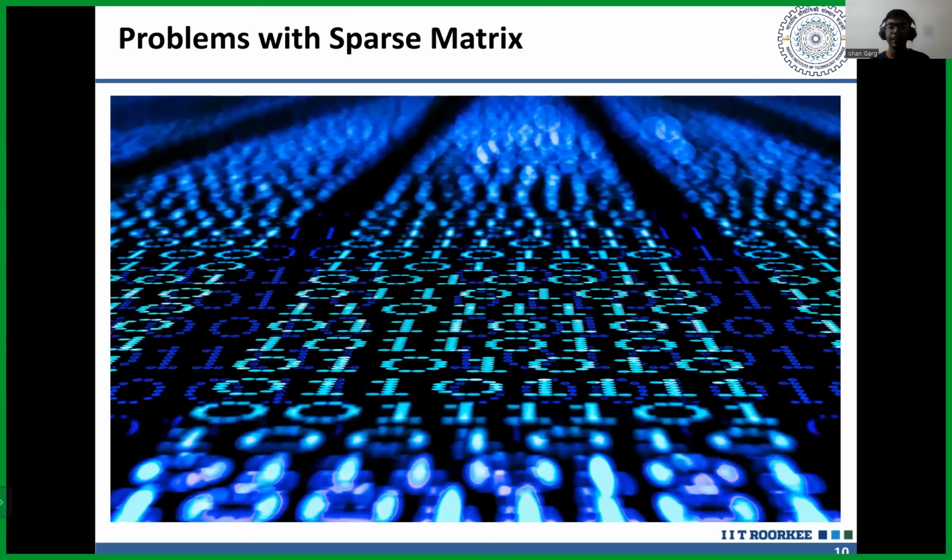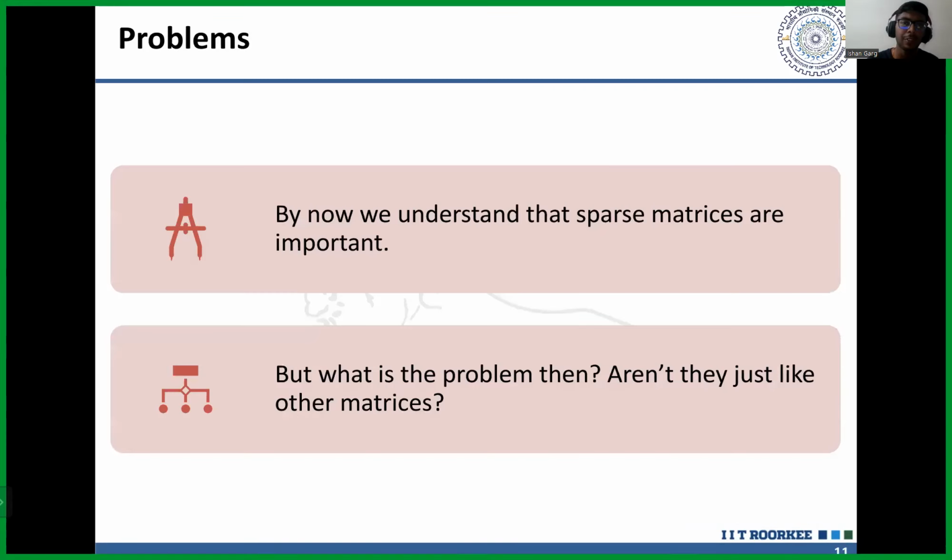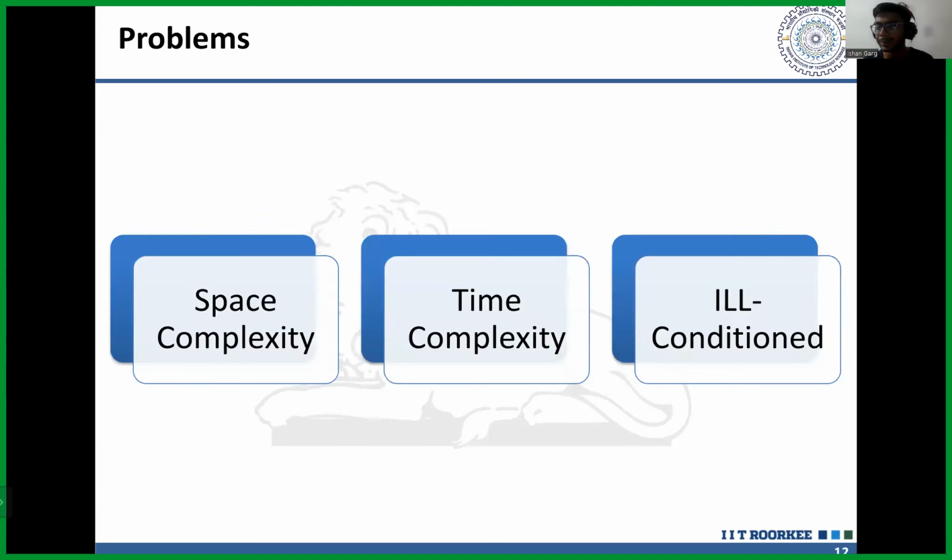So by now, I believe we might have got the motivation behind this topic of sparse matrix. Now, what are the problems with sparse matrices? I mean, it's just another matrix, isn't it? So why are we facing so many problems with it, and why do we need to study it as a different topic? Aren't they just like other matrices? Well, let's have a look then.